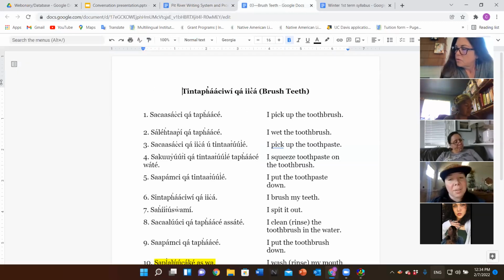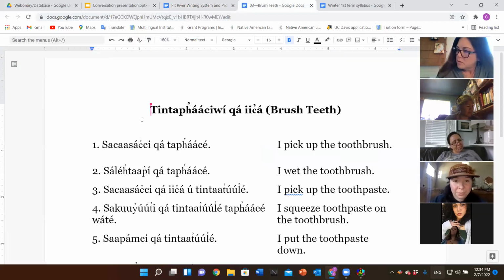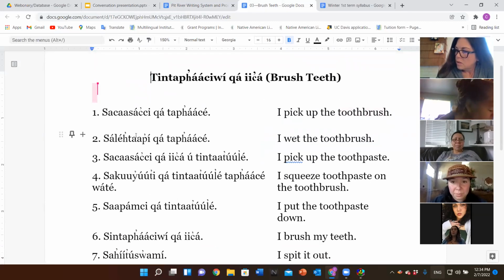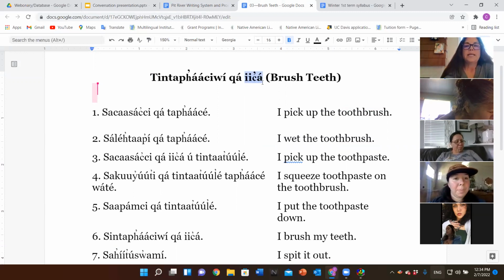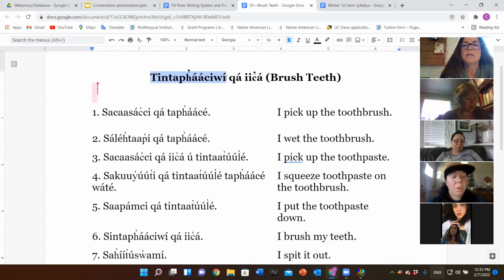All right. Okay, so our domain for this week is brushing our teeth. So teeth is icha. And then this word dindap hajui. That's just brushing with the instrument around, a way to describe brushing your teeth. So dindap hajui ga icha. So brushing around with a tool, the teeth.